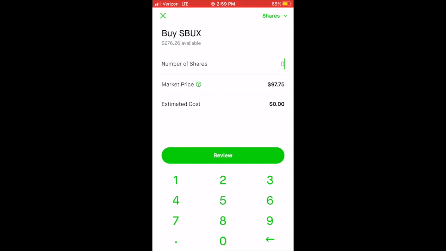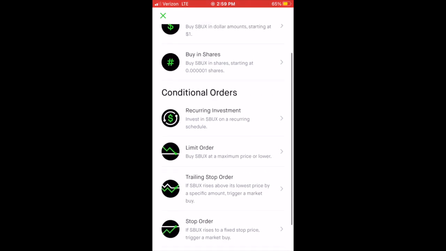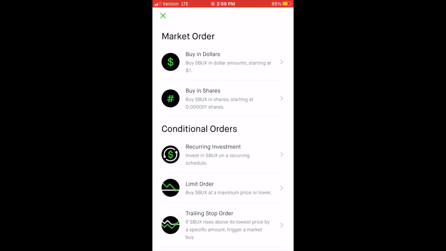There's other options that you can see on the top right there. It says shares and it looks like there's a drop down menu. So we're going to go ahead and click on that. And when we do, you can see that there are a few options. There's a lot going on here, but when we focus on the categories available, we see there are 2, market order and conditional orders.